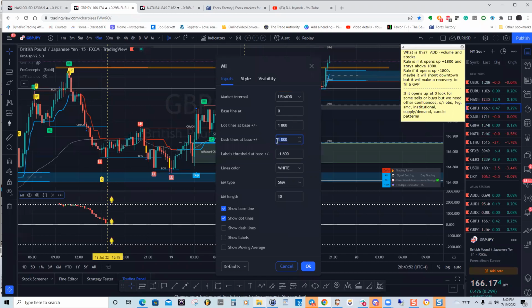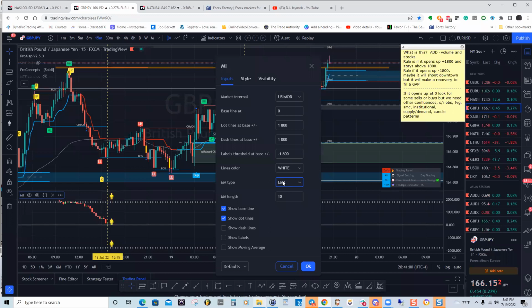1000. This is negotiable. I don't really mess with that. Negative 1800. And I use SMA. You can use EMA too, depending on which one you like. EMA, SMA, that really doesn't matter. I keep this at 10. Show baseline, show dotted lines. So someone take a screenshot of that and put that in there.